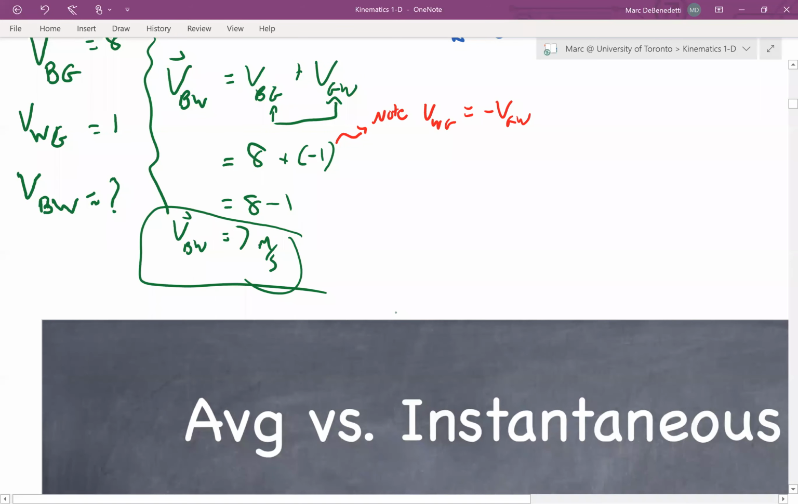Okay, so that's just an introduction to motion and an introduction to relative motion. So we're going to end the lecture there today, and I guess we'll resume tomorrow. So I'm going to stop the recording.